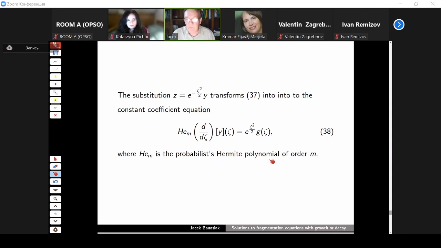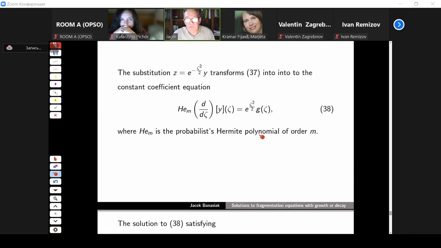Probabilistic Hermite polynomial of order m is equal to this. So we were able to transform a very general and very unpleasant higher order non-autonomous ODE into a constant coefficient equation, which essentially can be solved by quadratures. And it is also quite interesting.